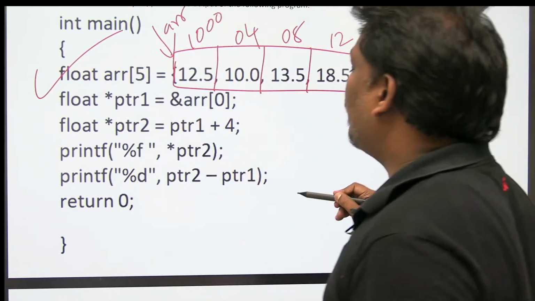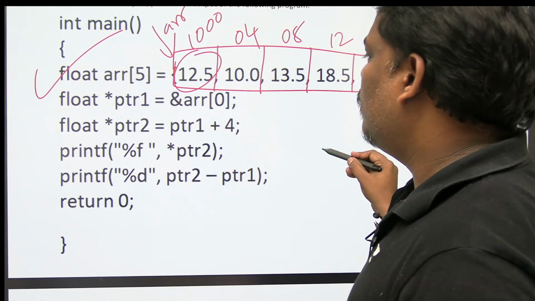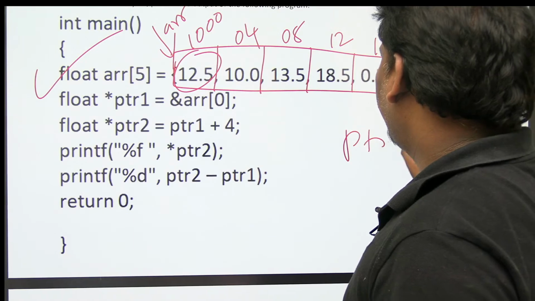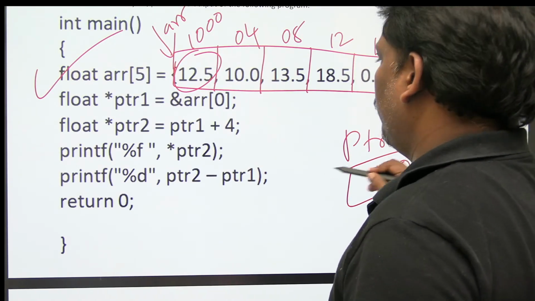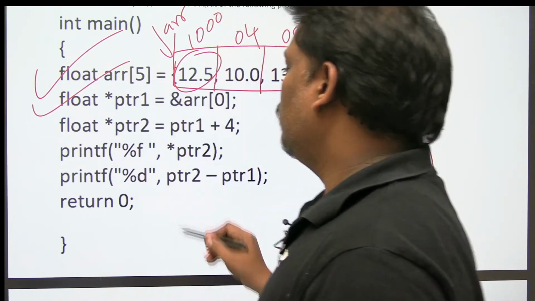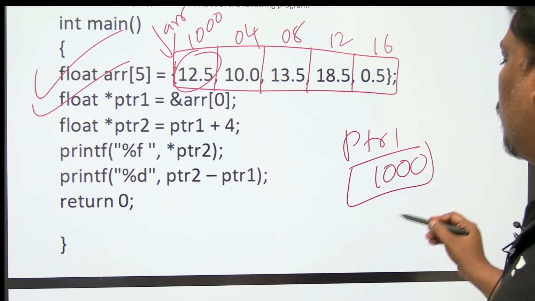Next one. Array of 0 means this element. Its address is 1000, which will be stored in PTR1. PTR1 contains the 1000 address. Next one: float star PTR2 is equal to PTR1 plus 4. Let's check.